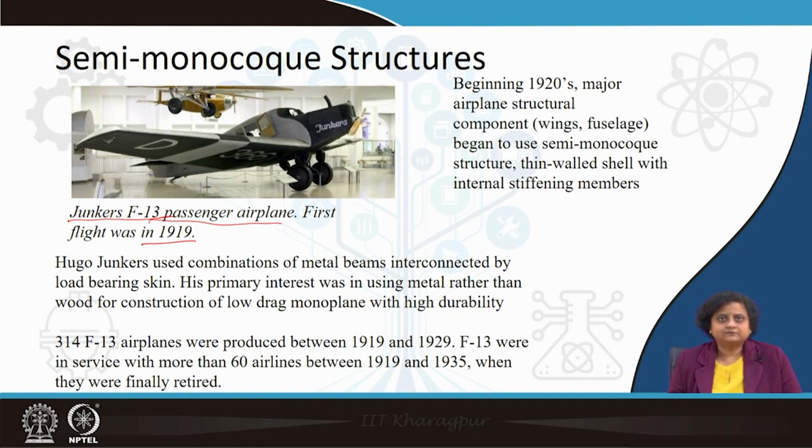The unavailability of wood was one of the reasons. The second reason was that wood was very prone to decay and structural failure, and the use of metal prevented this kind of structural failure that was very much seen with wooden aircraft structures. Around 314 F-13 Junkers airplanes were produced between 1919 and 1929 and were in service with more than 60 airlines during this time, and finally they were replaced by more advanced versions.